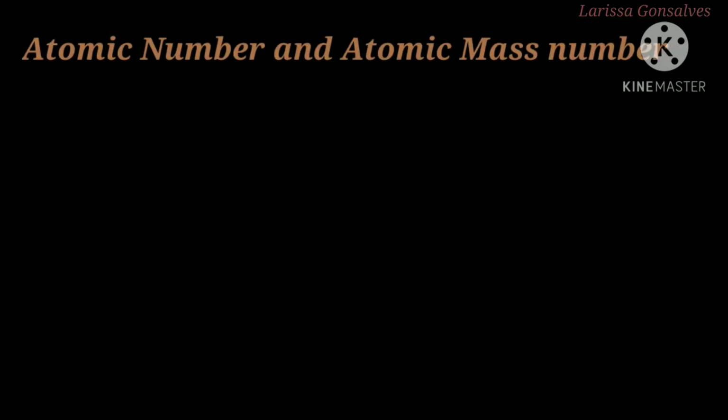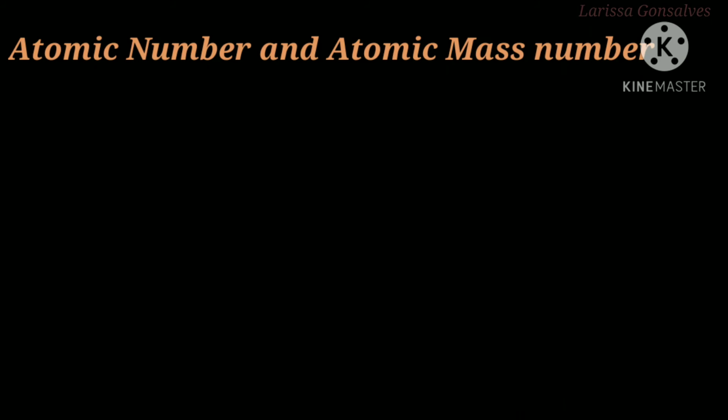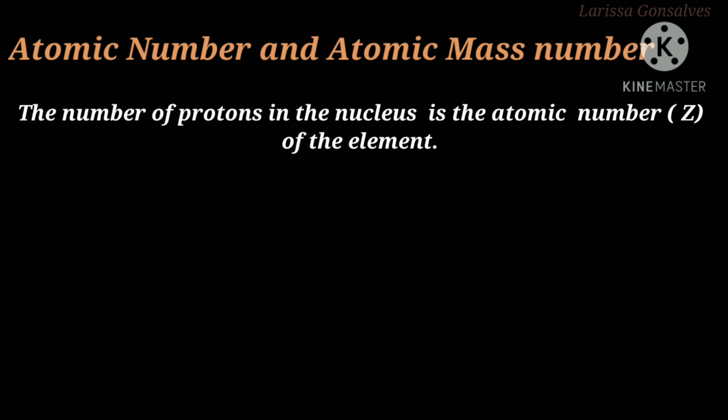Now we move on to the next concept, that is atomic number and atomic mass number. Depending upon the number of protons that are present in the nucleus, it gives the chemical identity to that particular element. This number is called the atomic number of the element, and it is denoted by capital letter Z. We know that the atom is electrically neutral, and it is because it contains the same number of electrons in it as the atomic number.